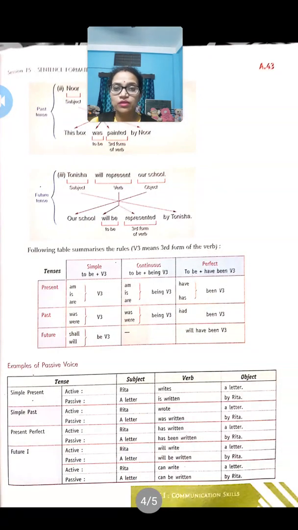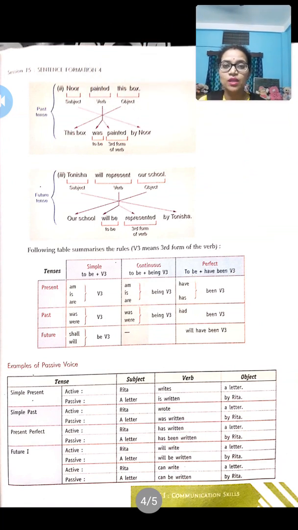Let's move on to some other examples here. Some more examples are given. Noor painted this box. Now Noor is the subject, painted is the verb, this box is the object. Now object becomes the subject. This box, painted, becomes was painted. The subject becomes the object, so it becomes by Noor. So passive voice will be, this box was painted by Noor.